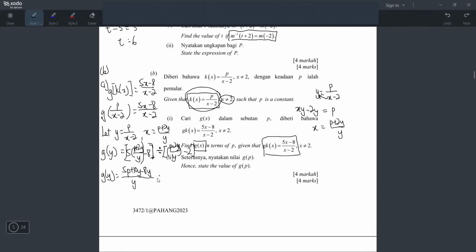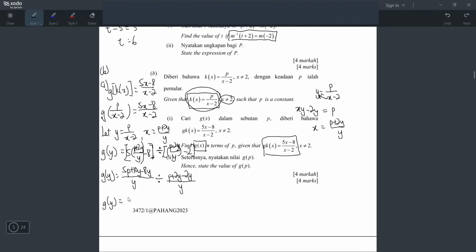Then I can write it like that. This one divide, I will write divide. What is p plus 2y over y minus 2? You do it like just now. P plus 2y, and then what you do with the negative 2? You times with y, because you want the denominator to be same, right? And after the denominator is the same, you can take the whole thing over y. After you reach here, now you can simplify.